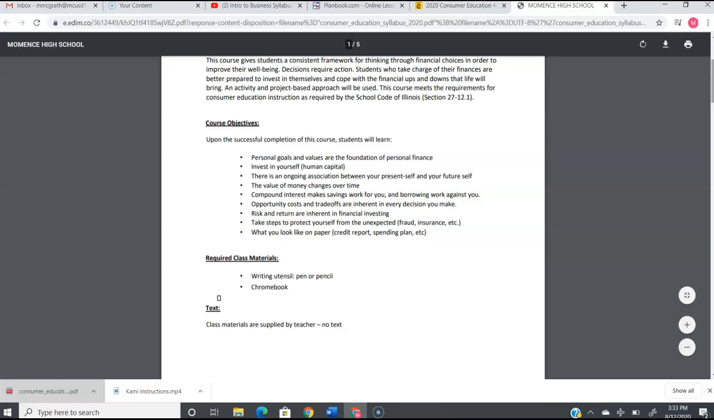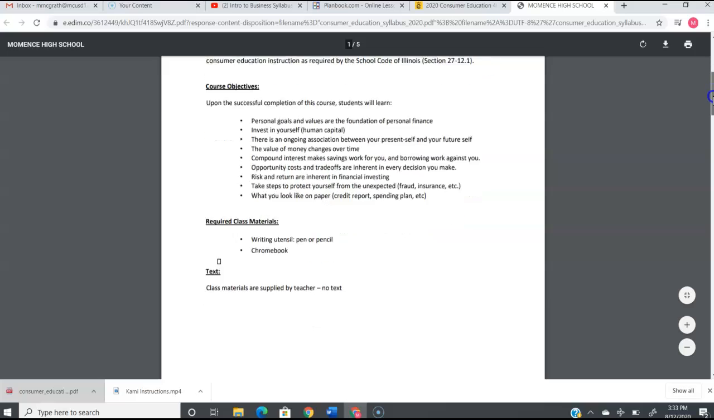Opportunity costs and trade-offs are inherent in every decision you make. Risk and return are inherent in financial investing. You need to take steps to protect yourself from the unexpected, fraud, insurance, etc. And what you look like on paper, you need to know that. Your credit report, your spending plan, okay, are some examples.